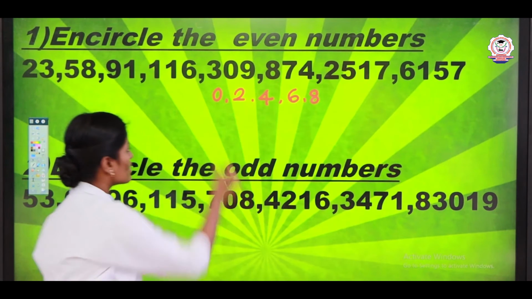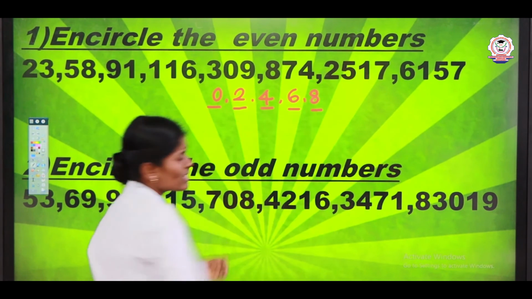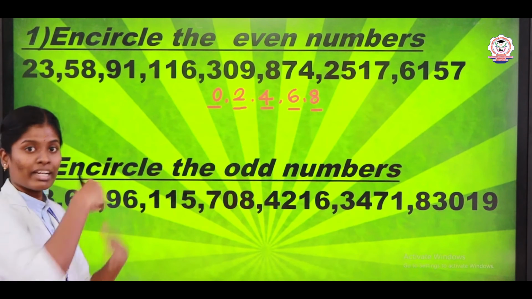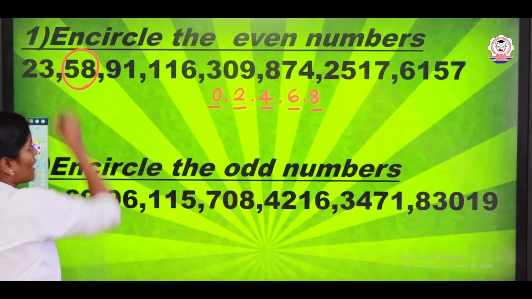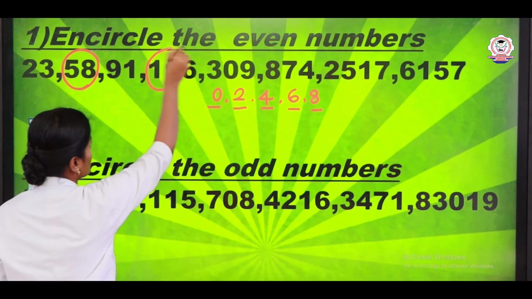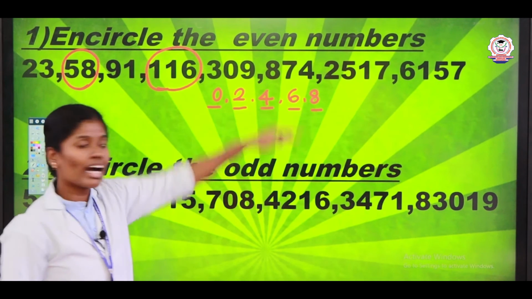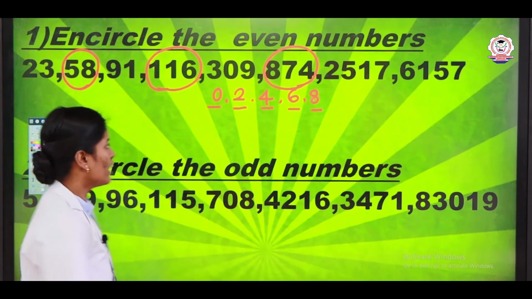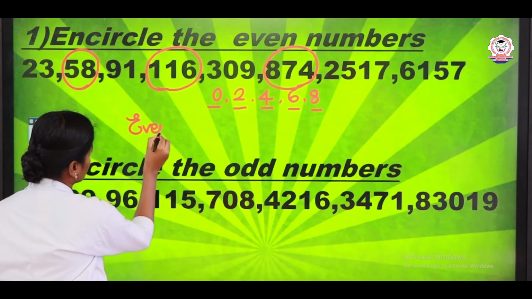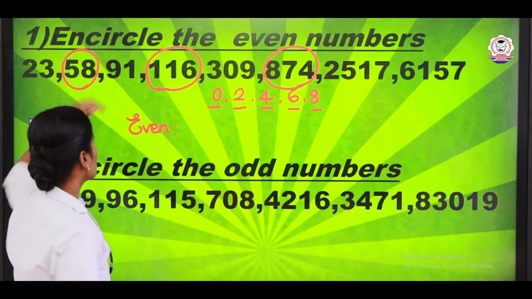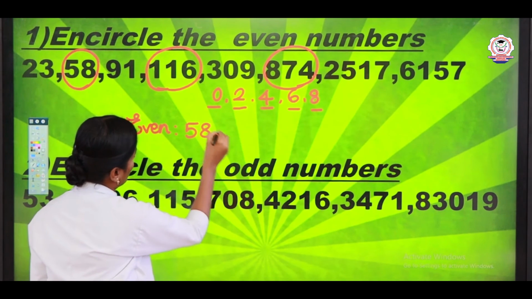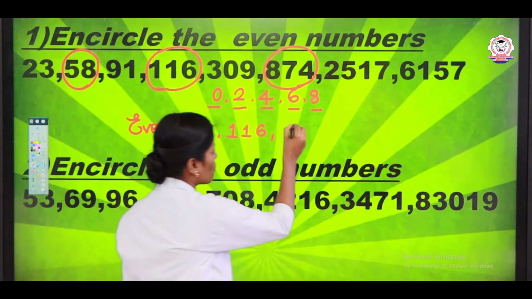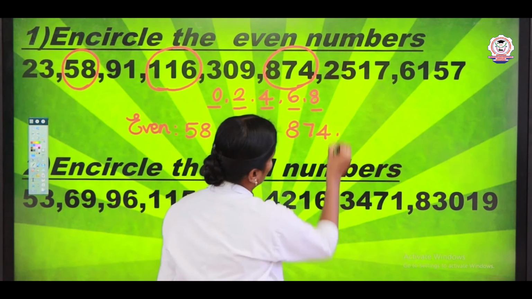Numbers ending with 0, 2, 4, 6, 8 are called even numbers. Here 23 is not an even number. Next we have 58, the number ends with 8. Next we have 116, put a circle, and then we have 874. That's all. So what even numbers do we have? First 58, next 116, and third 874, and a fourth one we don't have.